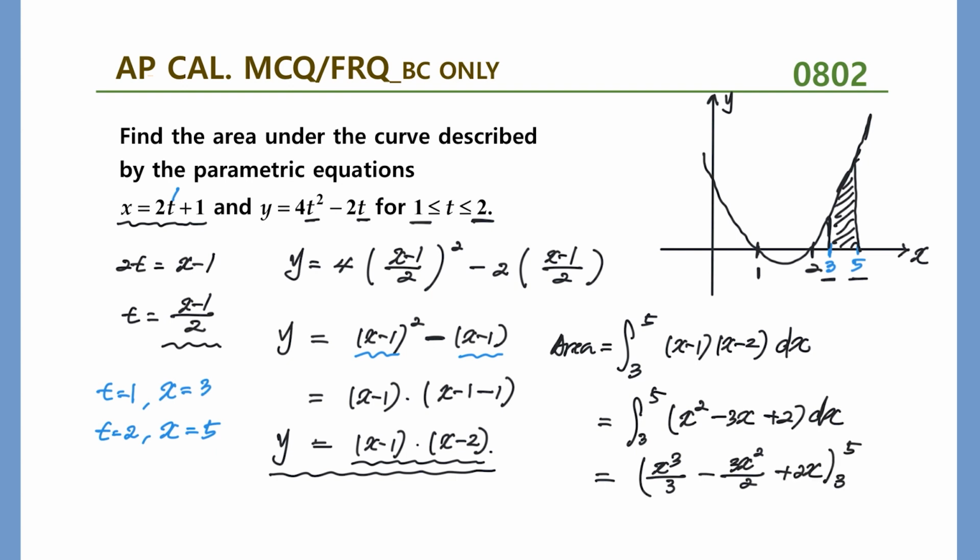So that's going to be x cubed over 3 minus 3x squared over 2 plus 2x from 3 to 5. If we substitute 5, that's 125 over 3 minus 3 times 25, that's 75 over 2, plus 2 times 5, 10. Minus, if we substitute 3, 27 over 3, that's 9, minus 27 over 2, plus 2 times 3 is 6, right? And if we use our calculator, that's going to be equal to 38 over 3. So this is our answer.